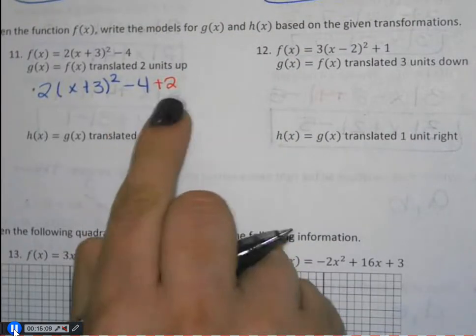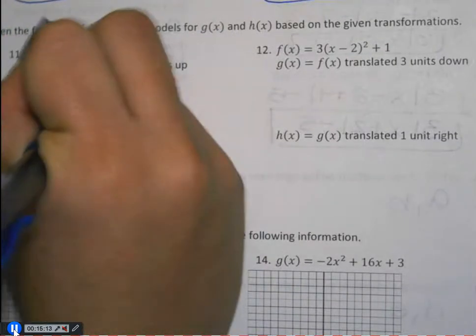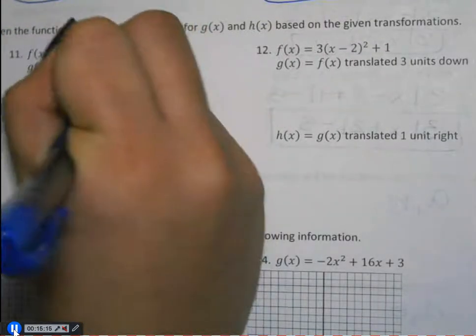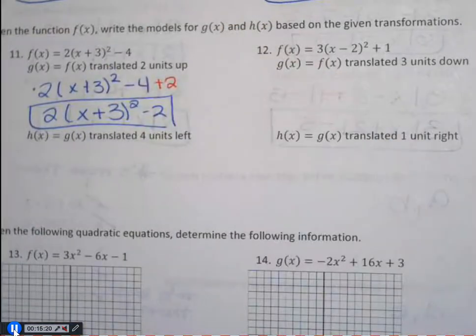Okay, so I added 2 at the end because up and down goes outside. Negative 4 plus 2 is negative 2. Questions on the first part?